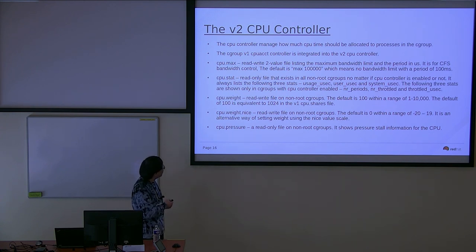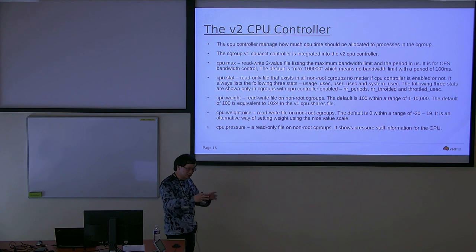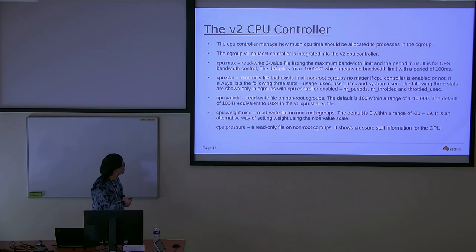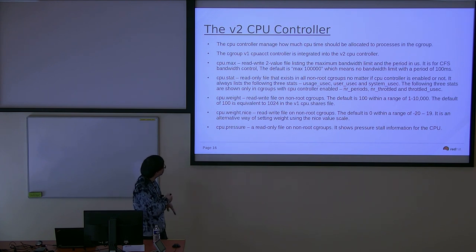And the cpu.weight file is for controlling the CPU contention between different cgroups. So the one with the higher weight will have more CPU time allocated to it. So if you have two cgroups, one with a weight of 200 and one with 100, that means of the CPU time available, two-thirds will go to the first cgroup and one-third will go to the second cgroup. And cpu.weight.nice is another way of controlling the value. In this case, you use a similar scaling to the nice command that we have on the command line.